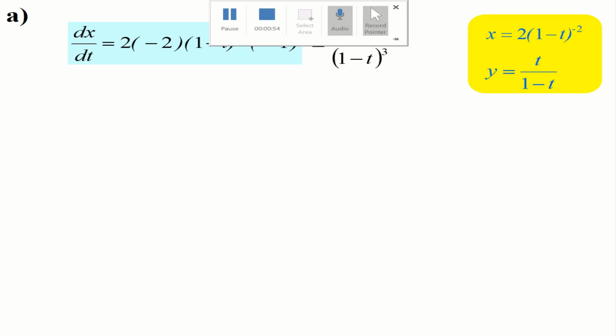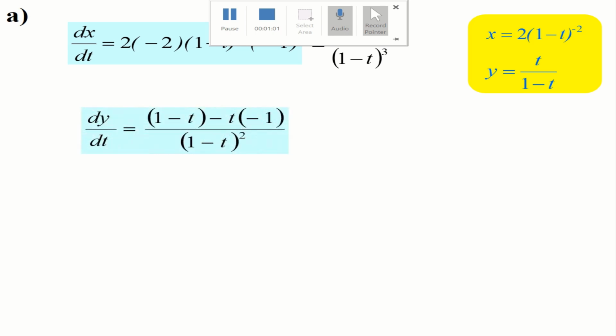And then for y equals t over (1 minus t), we apply the quotient rule. We get dy/dt equals (1 minus t) multiplied by 1, minus t multiplied by negative 1, over (1 minus t)². This is the quotient rule. So then we simplify. We get (1 minus t plus t) over (1 minus t)². Then we get 1 over (1 minus t)².